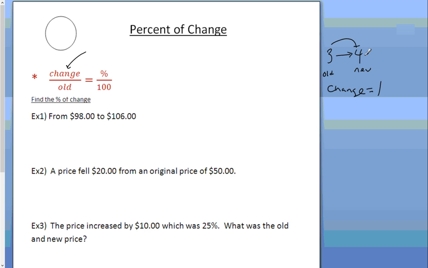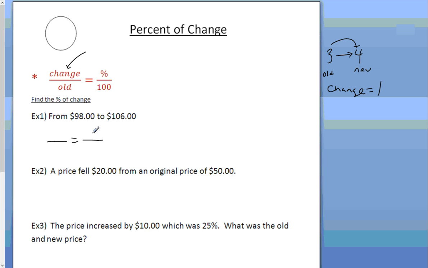Be careful, don't put the 4 there. Put the change amount. The old price goes on the bottom of the fraction. The amount that it changed by goes on the top, equals percent over 100. Okay? So let's do that. Find the percent of change in this problem. All right, from $98 to $106. So let's set our proportion up.